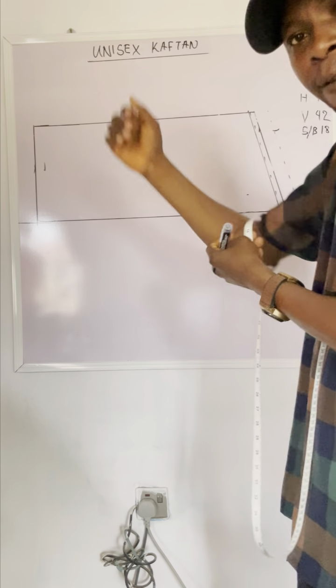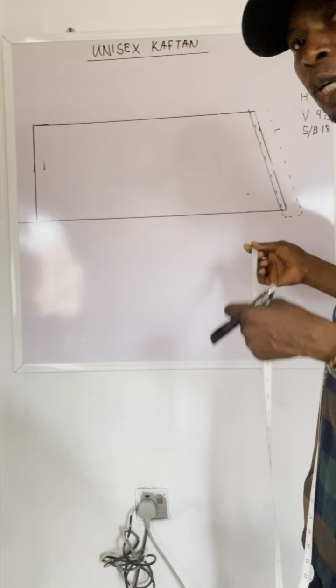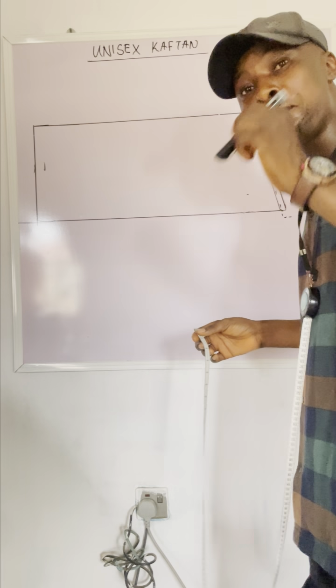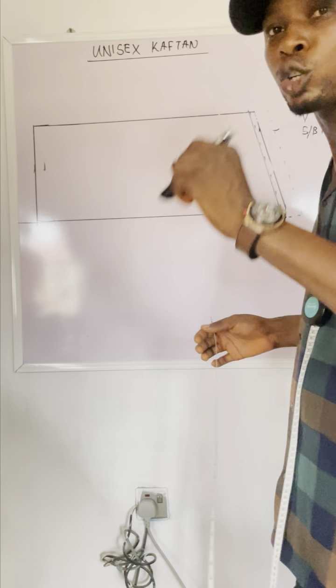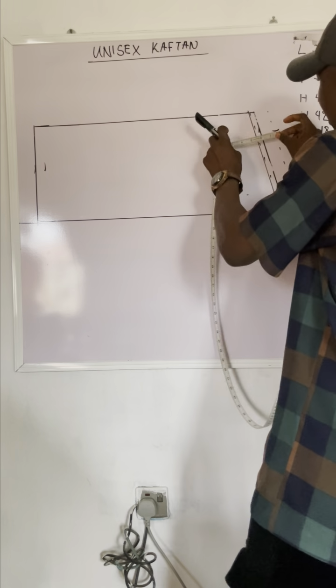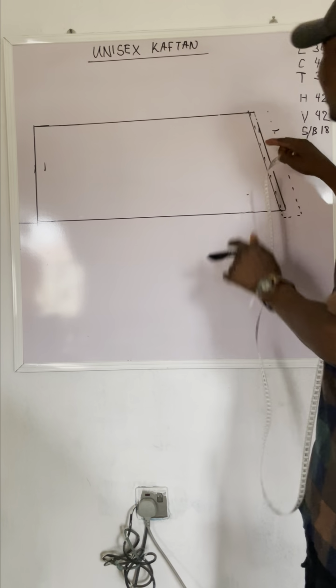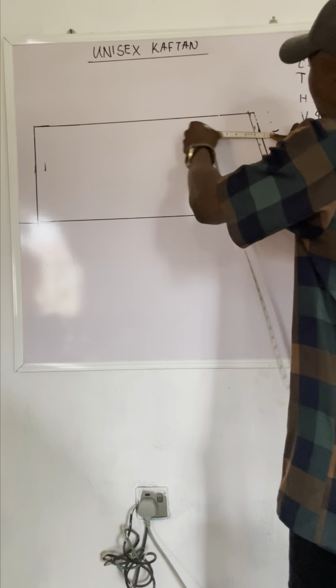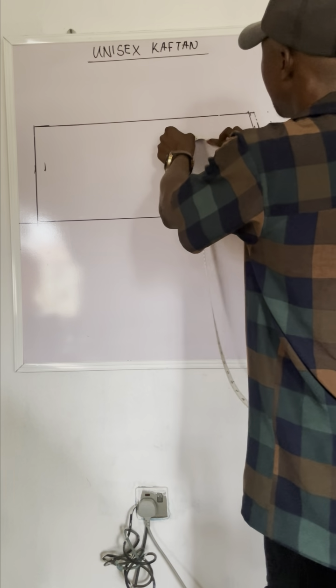So what I have here is 14. That 14 divided by 2 gives me 7, plus 1 inch. Bicep measurement divided by 2 is 7. Then you add 1 inch. That's 8. So from this shoulder line, you understand? From this point, I will be coming in by 8 inches.